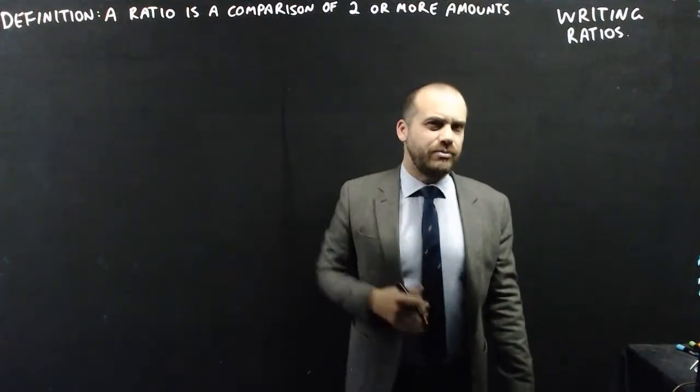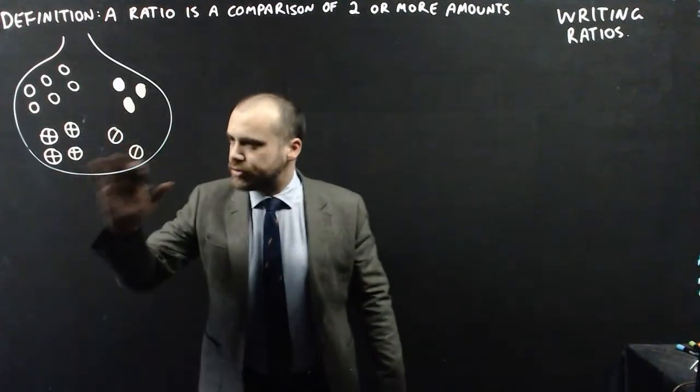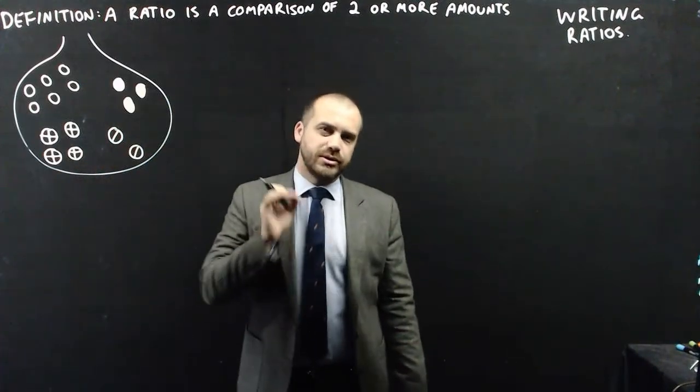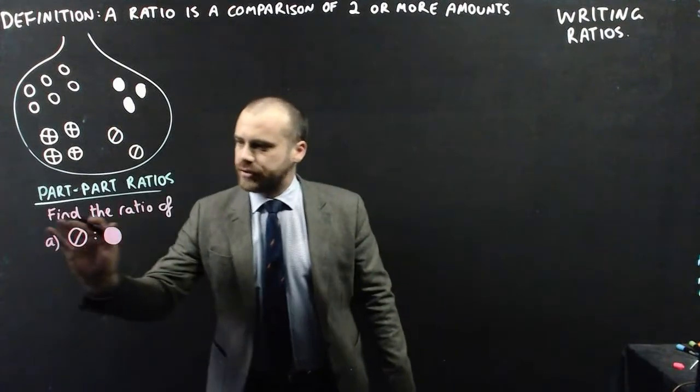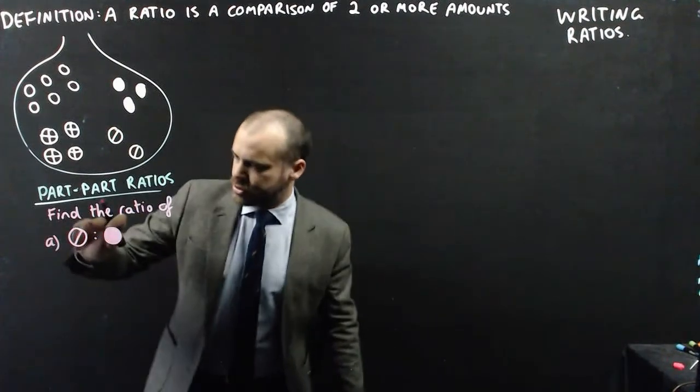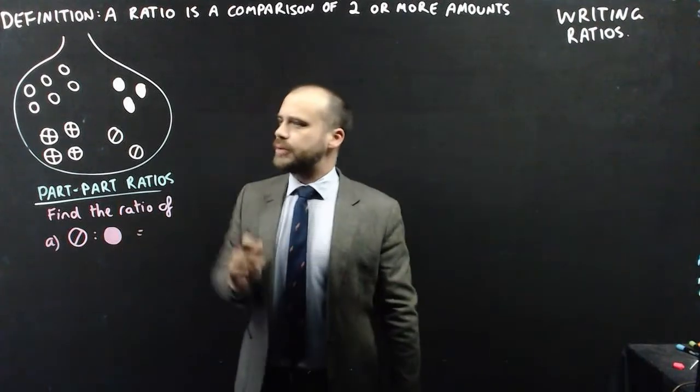Let's look at a bag of marbles. Alright, so here's our bag of marbles. You can see we've got 4 kinds of marbles here, and we're going to do what's called some part-part ratios. So here's my first example. I'm going to find the ratio of striped marbles to solid marbles.